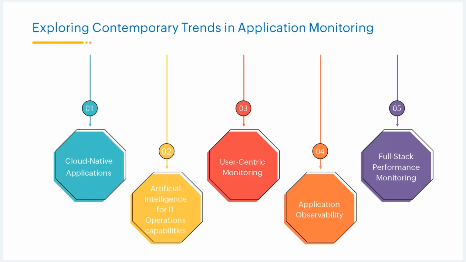So, by adopting these latest trends which we have discussed, organizations can gain more insight into the performance of their application in real time, enabling them to proactively identify and resolve any potential issues before they impact the end users. So this will ensure that reliability, availability, and responsiveness of modern applications are maintained.